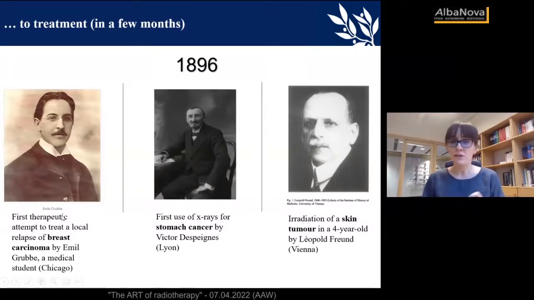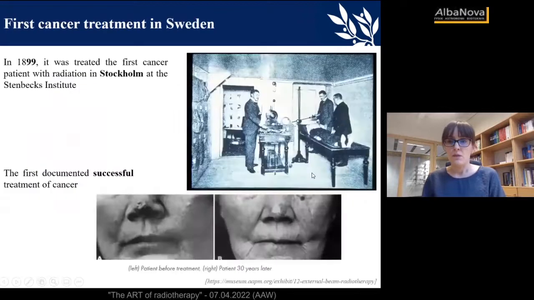The first one of them was in Chicago, where they treated recurrent breast carcinoma. And in Lyon, they treated a stomach cancer. And also in Vienna, almost at the same time, they treated a skin tumor on a 4-year-old girl. So now these 3 places are actually disputing which of them was the first one to use ionizing radiation to cure this malignancy. What about Sweden?